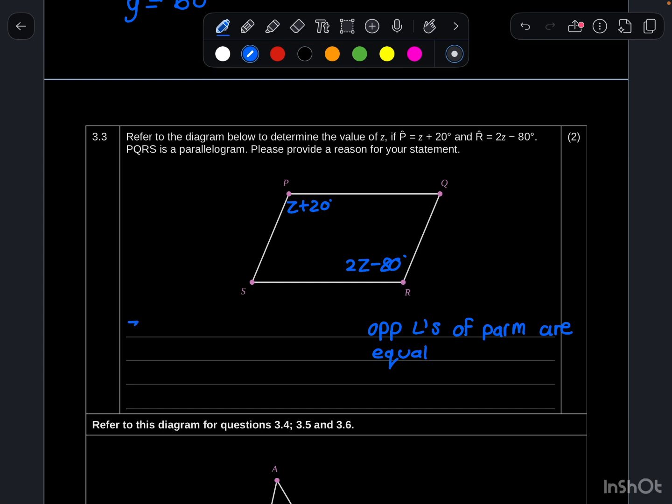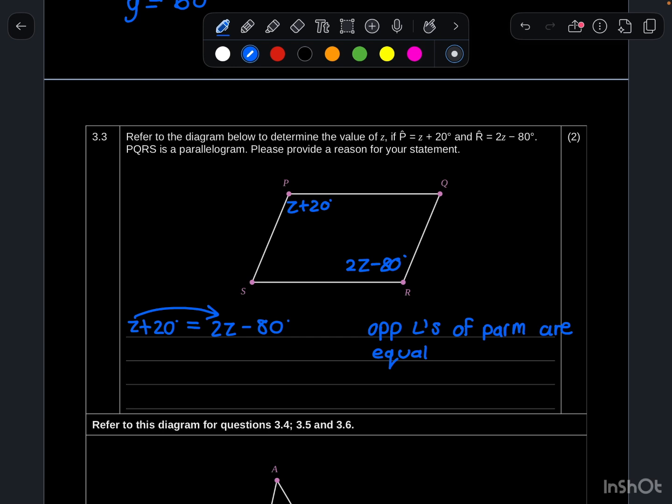So we have z plus 20 is equal to 2z minus 80 degrees. And then we can just solve. So we want all the z's on one side, all the numbers on the other side. So let's take this z across.